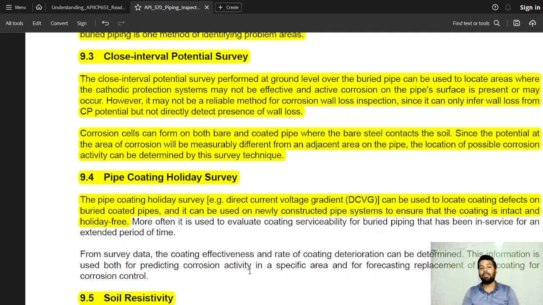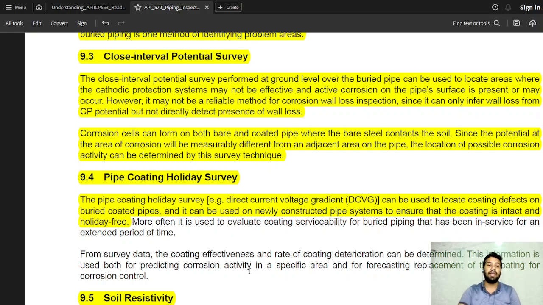A corrosion cell can form on both bare metal and coated pipe where bare steel contacts the soil. Since the potential at the area of corrosion will be measured different from the adjacent area of the pipe, the location of possible corrosion activity can be determined by this survey technique. So you can identify the corrosion that is happening, but you cannot place any number on it.